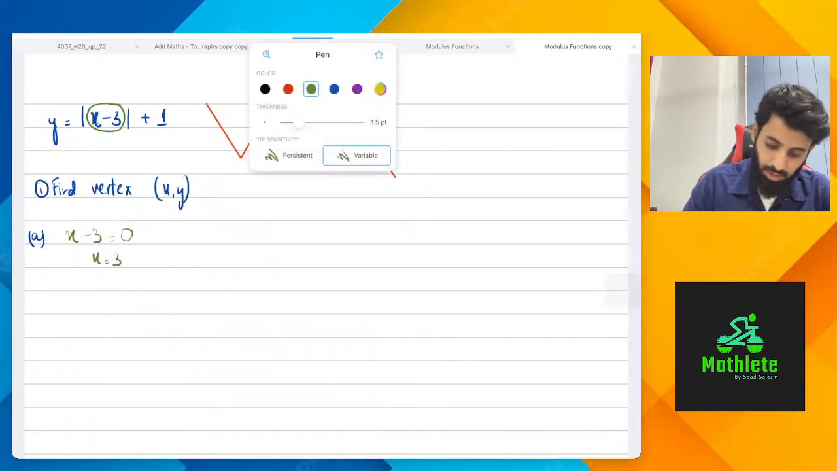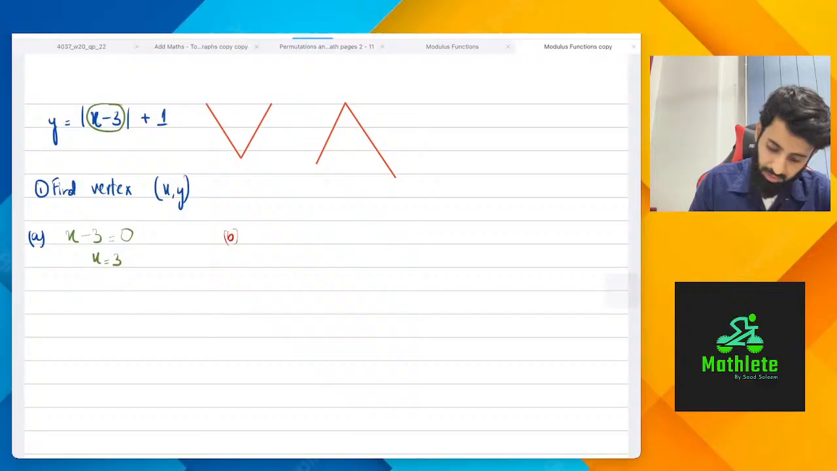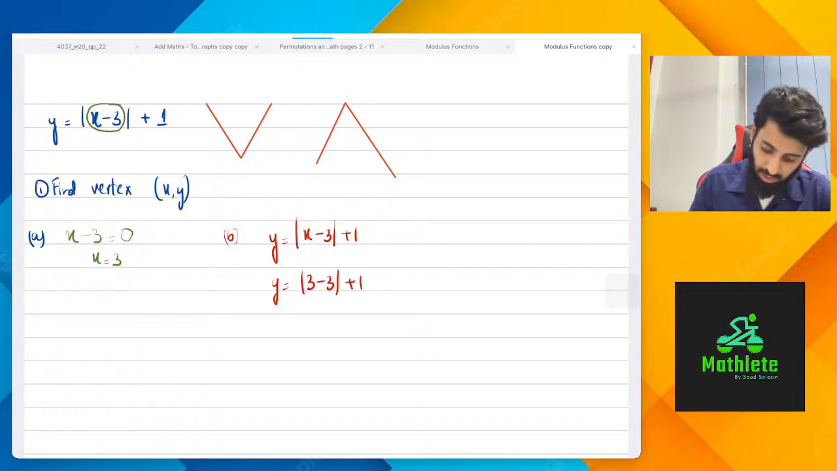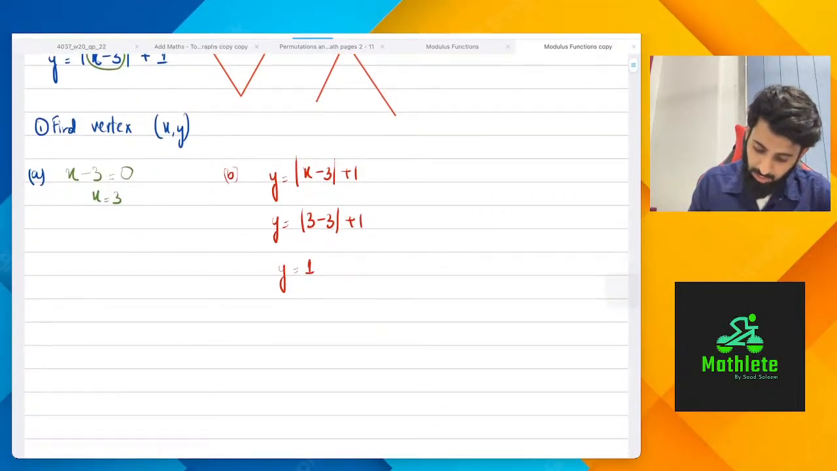In part B, what you do is you plug it back into the equation. So y is equal to the absolute value of x minus 3, plus 1. If you plug in 3 back into the equation, 3 minus 3 absolute plus 1, so y is equal to 0 plus 1, which is equal to 1. So what are your coordinates for the vertex? Your coordinates for the vertex are 3, 1.